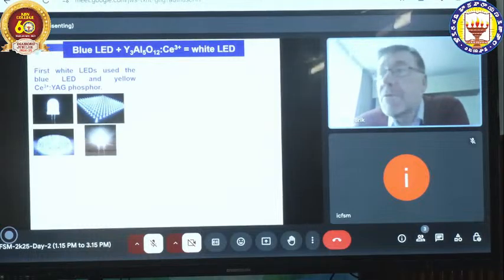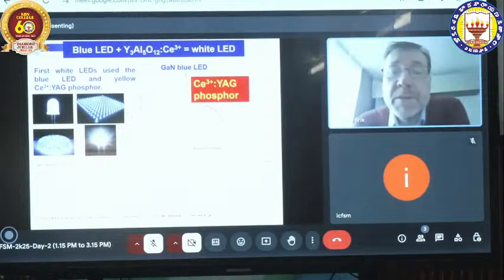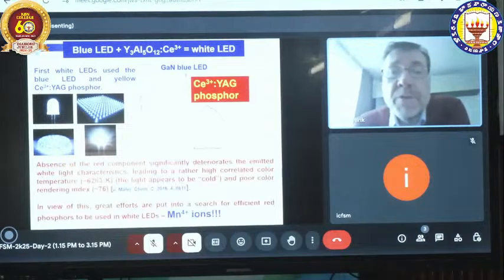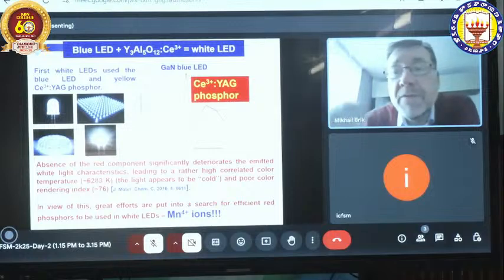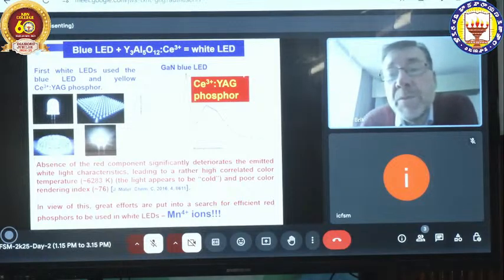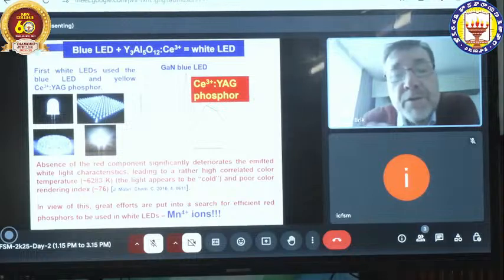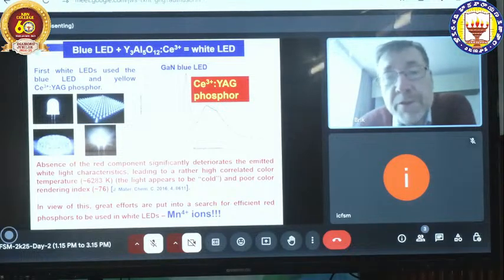Okay, it's very important to have good white LEDs, we know this. So this is the spectrum of the first white LEDs, which were composed of a gallium nitride blue LED, which was covered by yttrium aluminum garnet powder with Ce3+. So this phosphor material can absorb blue light of the blue LED and convert it into yellow light. So then blue light and yellow light altogether give us white light.